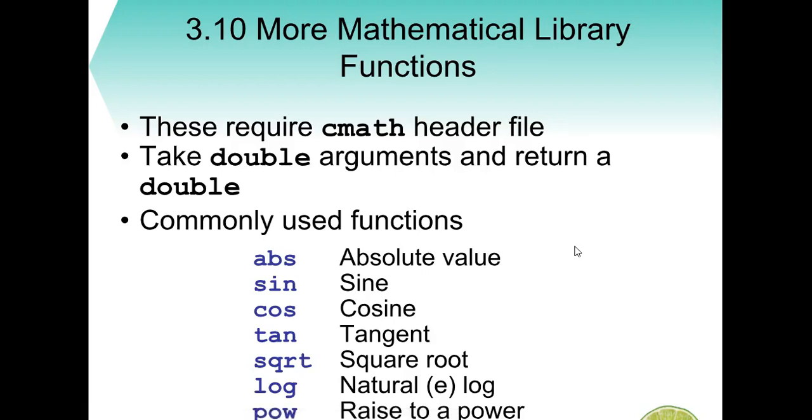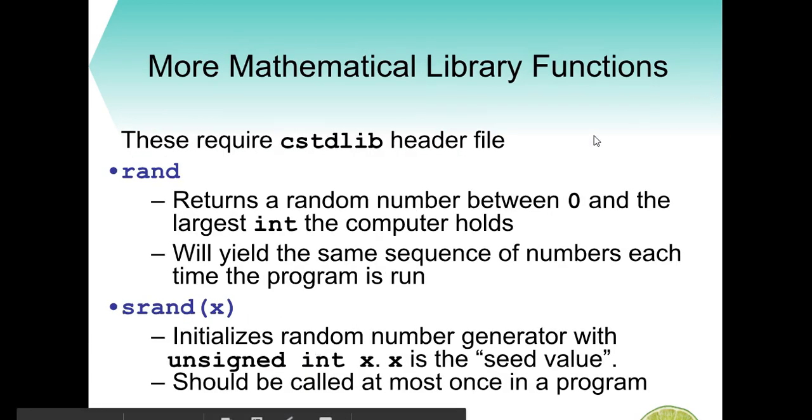Section 310 just wants to introduce and remind you that there are more math functions available. Remember that you have to use the #include C math header file, and that it inputs double arguments and then returns doubles. So whenever you're using math functions, know that the data type you're working with is doubles. We also want to introduce random numbers.